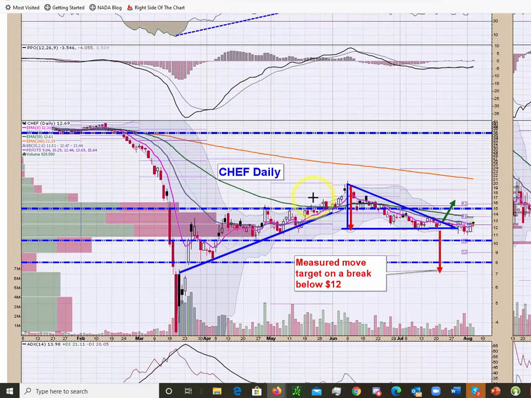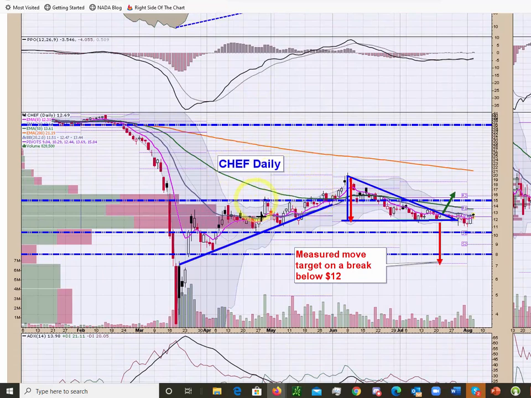Here's the descending triangle I was talking about. We've been talking about chef. We've got a descending triangle here against the level. This is the height of the triangle, and on a breakdown you would project it down the same amount. So that's pretty simple. On descending triangles or ascending triangles, it's the height of the triangle and then either down or up depending on which one you have.